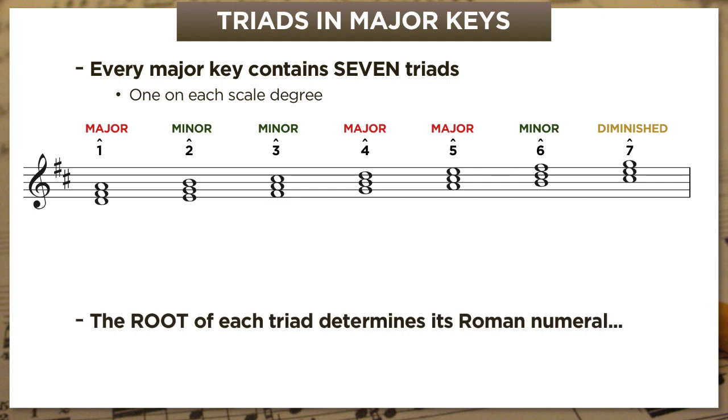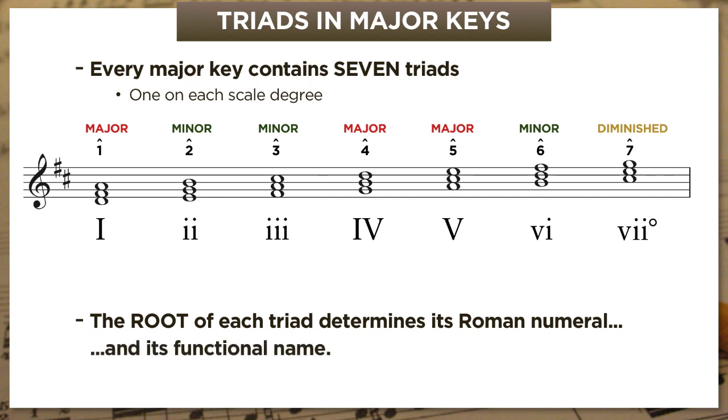The root of each triad determines, in turn, what Roman numeral it gets. You may have seen chords labeled with Roman numerals. This is where we're going to start doing that. The major triads are all named with uppercase Roman numerals, uppercase reflecting the fact that they're major triads. The minor triads get lowercase Roman numerals, so the chord built on scale degree 2 gets a lowercase Roman numeral 2, and so on. And then to show that the 7 triad is diminished, we use a lowercase Roman numeral with a little circle next to it. That's going to always tell us when we see a Roman numeral with a little circle that it's some kind of diminished chord.